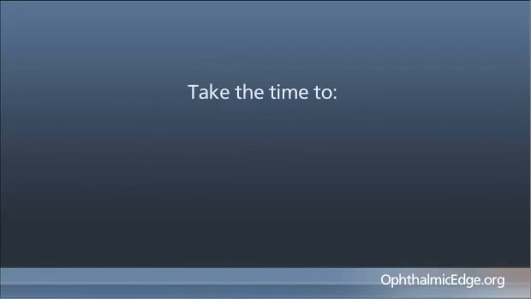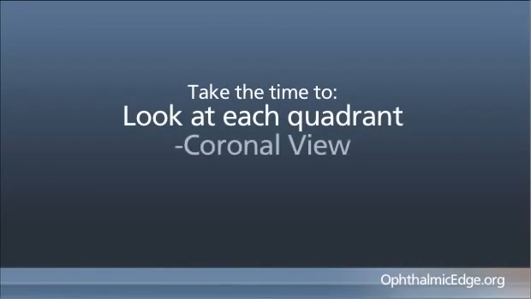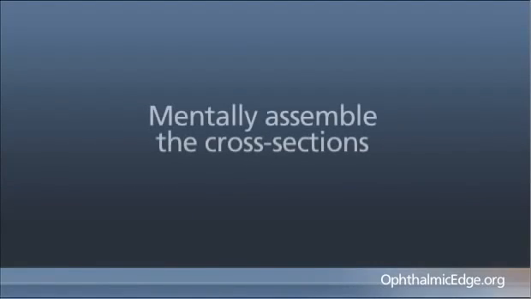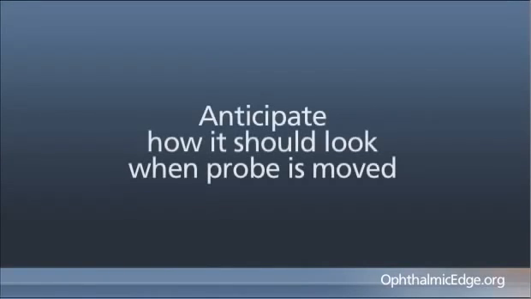You have to spend the time going around looking at each quadrant, coronally and sagittally, remembering in your mind the cross-sections that you have created, and actually beginning to anticipate what the image will look like if you move the probe one way or another. This anticipation of being able to contemplate what the image would look like before you see it means if you're accurate, you'll probably be able to make the diagnosis quickly. In other words, if you know what the inside of the eye looks like topographically, you should be able to anticipate the image that you're going to get if you change the position of your probe.